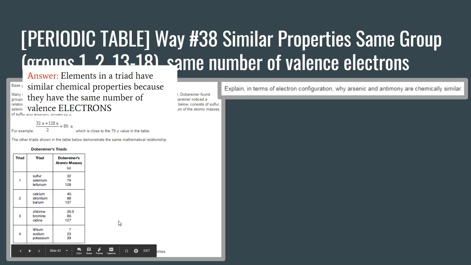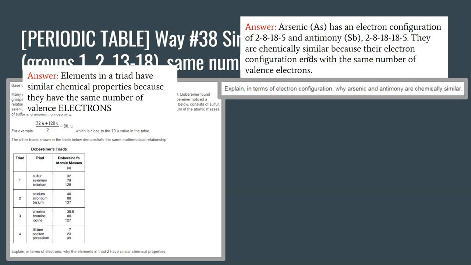Explain in terms of electron configuration why arsenic and antimony are chemically similar. For 2 atoms to exhibit the same chemical properties, they have to have equal valence electrons, and those are typical of a group. Therefore, you should say something like arsenic has an electron configuration of 2, 8, 18, 5, and antimony has 2, 8, 18, 18, 5.